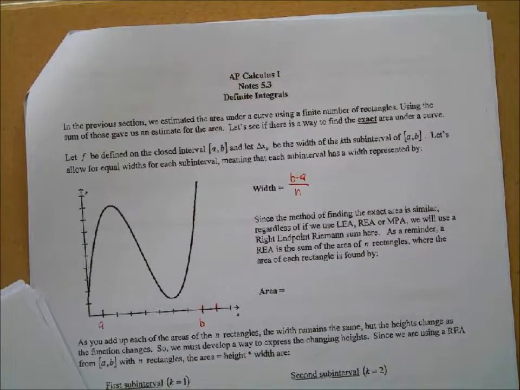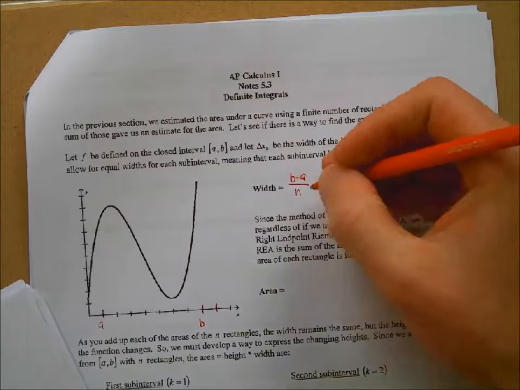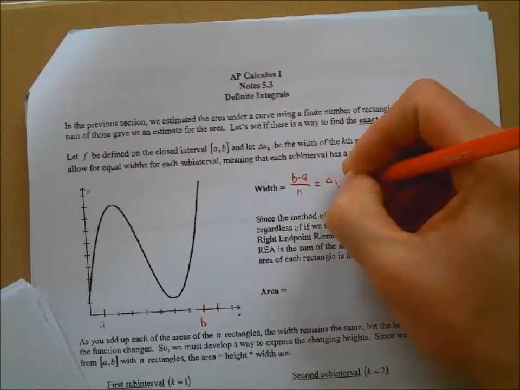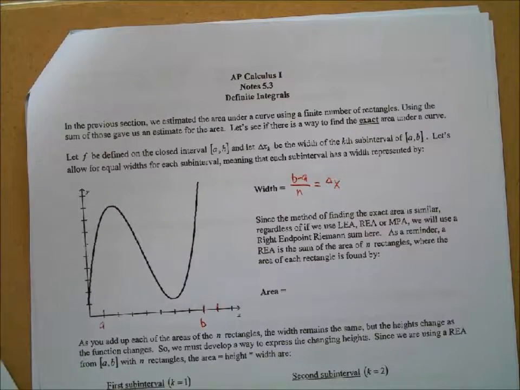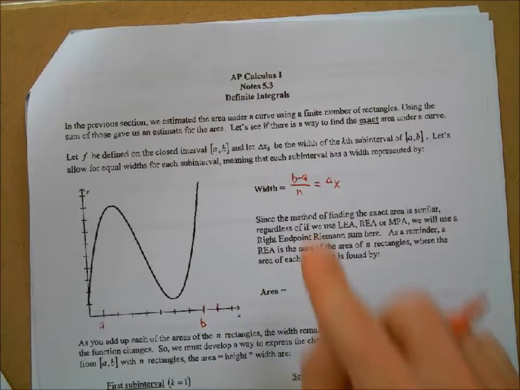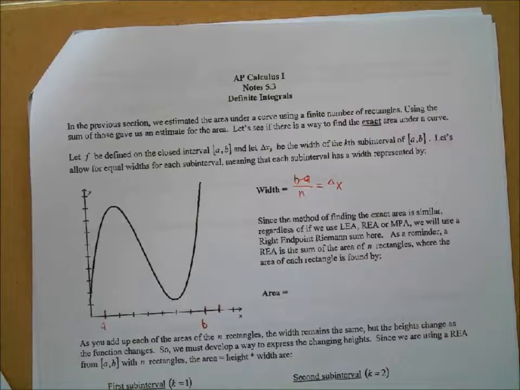So b minus a divided by n will be our subinterval width, and we'll call that delta x, some tiny change in x. Because again, we want that width to be very small. If we're having a lot of rectangles, that width is going to be really small because we take our b minus a and divide it by a very large number, since we want a lot of rectangles.